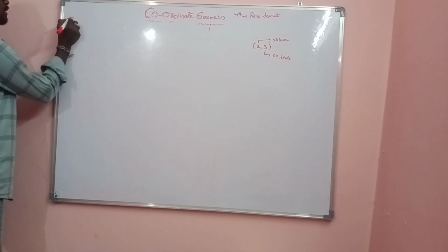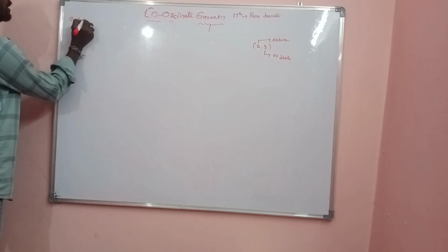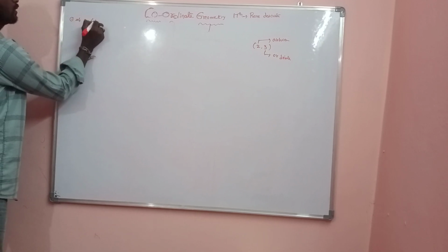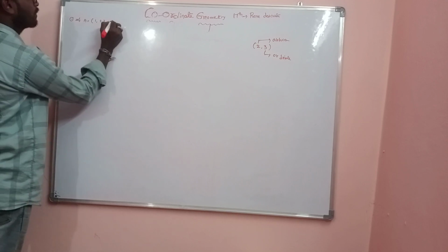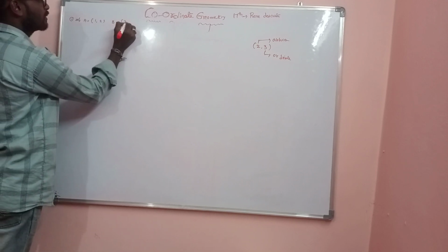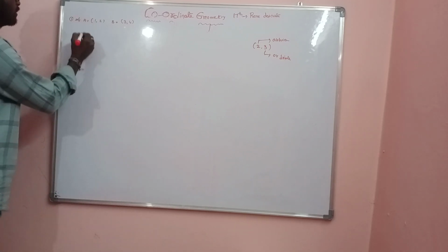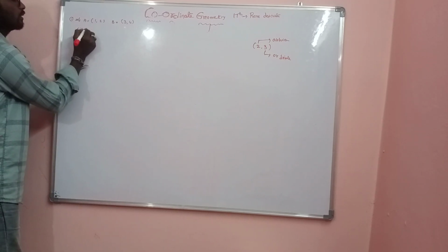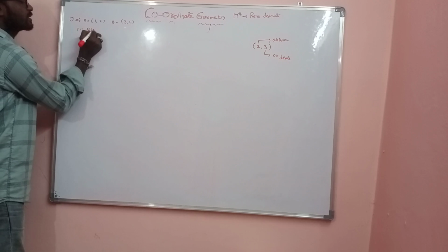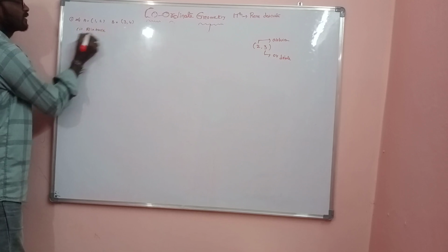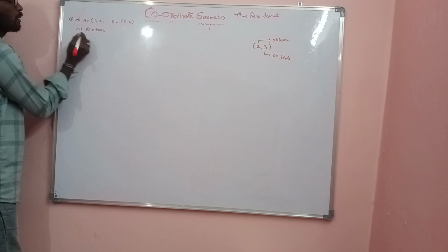First one is, if A value is (1, 2) and B value is (3, 4), find the first one, distance. Second one, midpoint.